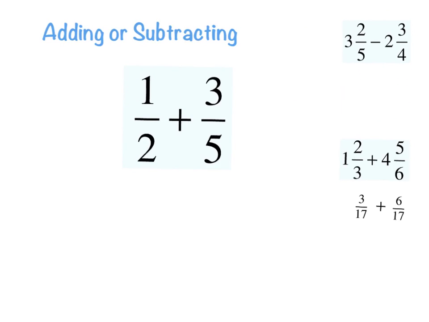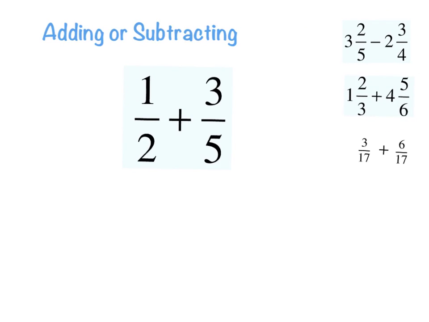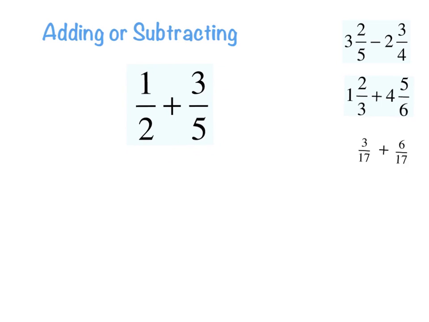Okay, let's have a look at our second example here. Got a bit of a problem. I'm trying to add a half plus 3/5. My denominators are not equivalent. So before I begin anything, I must make them equivalent. I must find a number that is a multiple of both 2 and 5.